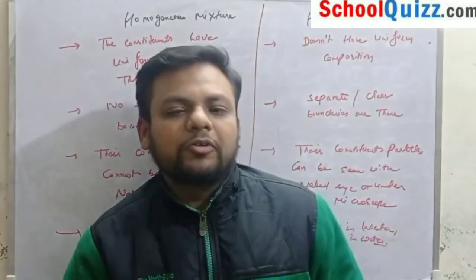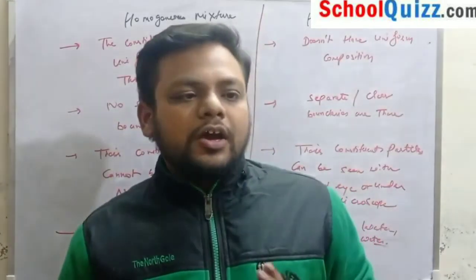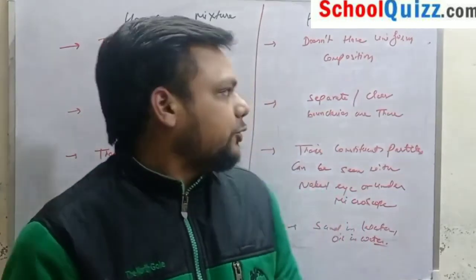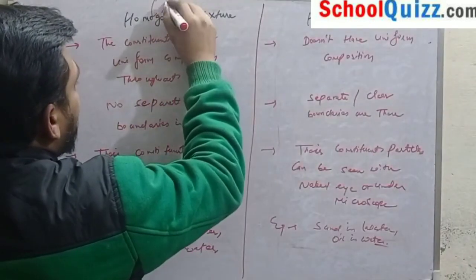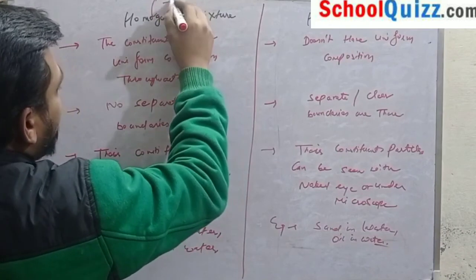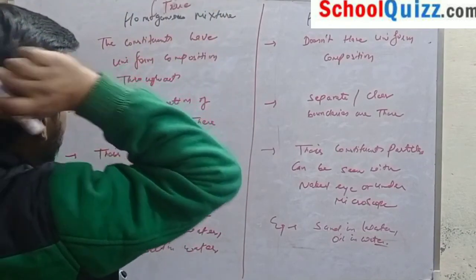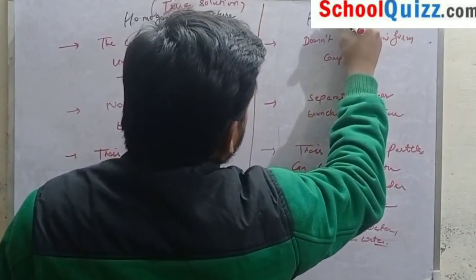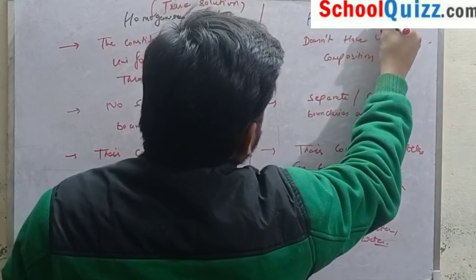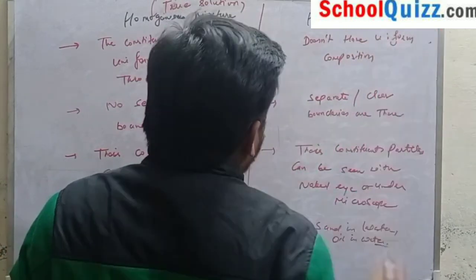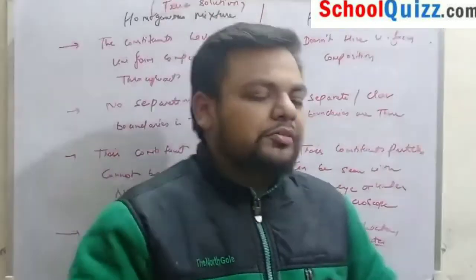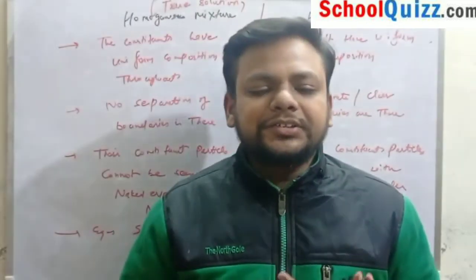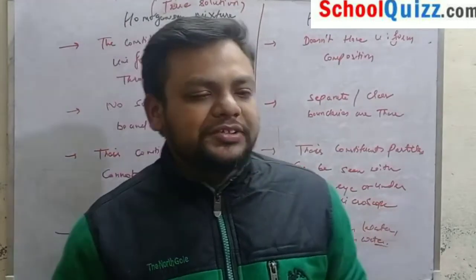So this was all about our today's topic, that is mixture: what is a mixture and its classification, homogeneous mixture and heterogeneous mixture. A homogeneous mixture is also regarded as a true solution, which you can also make the fifth difference. And heterogeneous mixtures can be classified as colloids and suspensions. So this is all about what a mixture is and its types, and the difference between homogeneous and heterogeneous mixture.